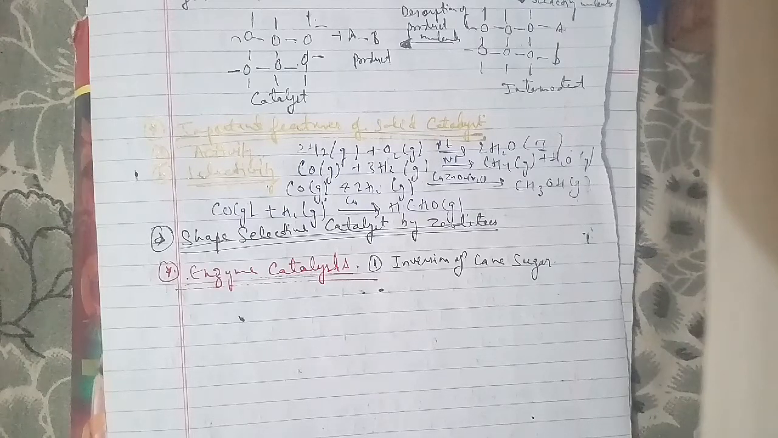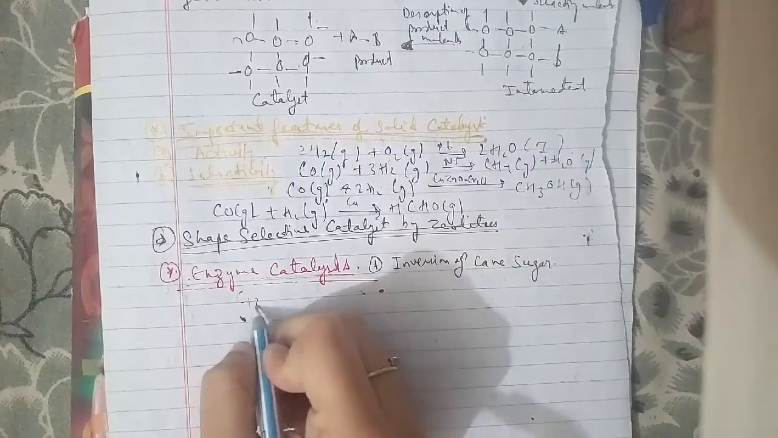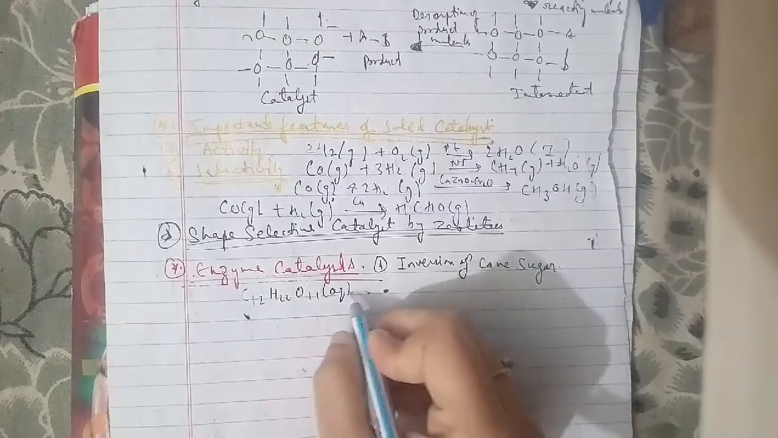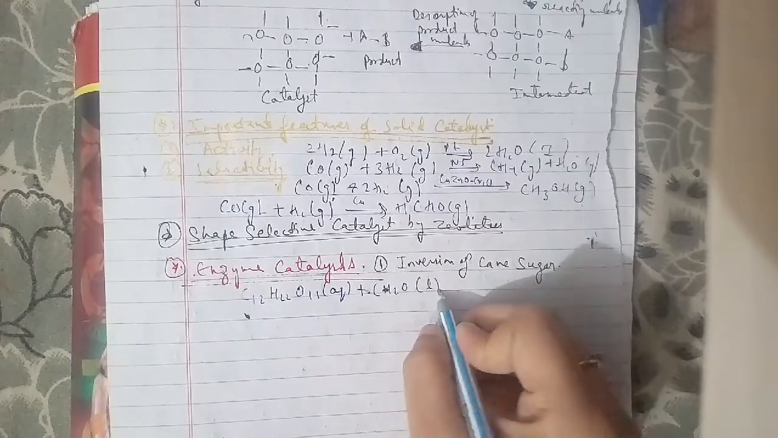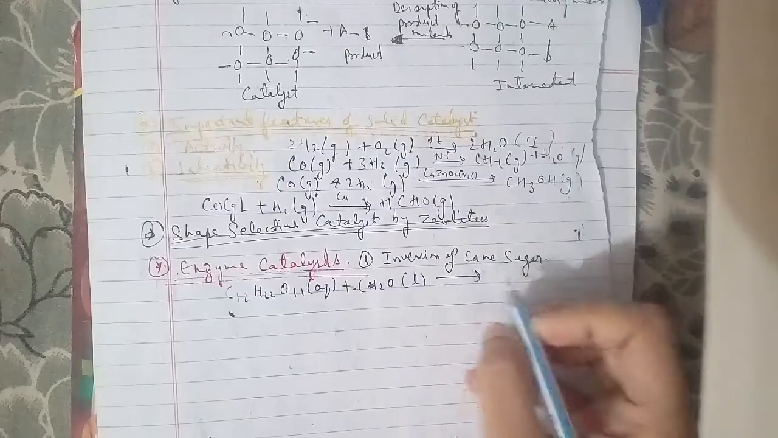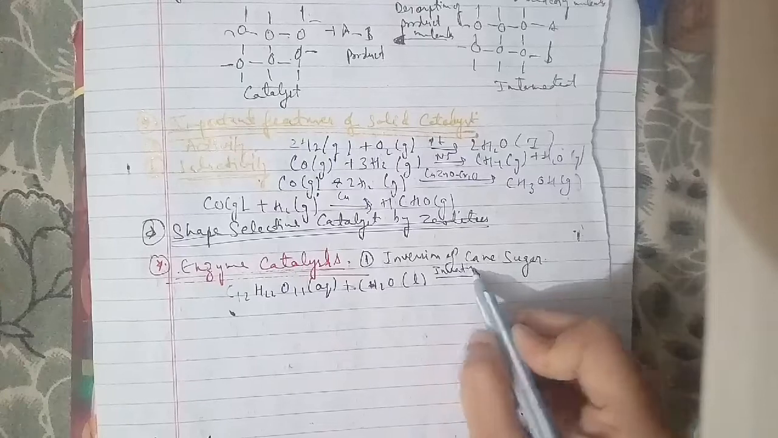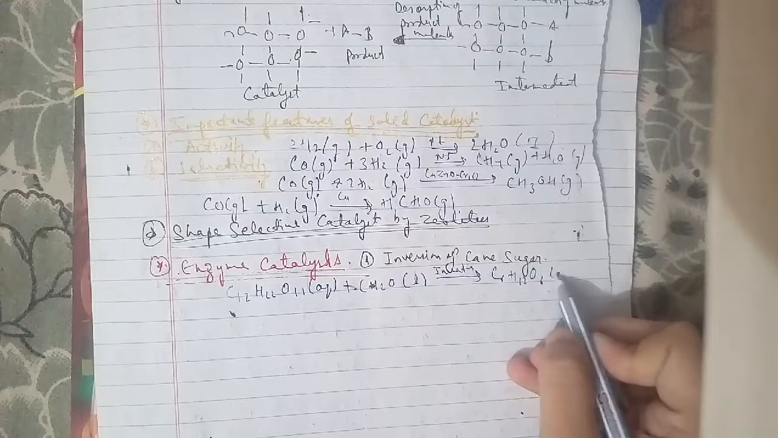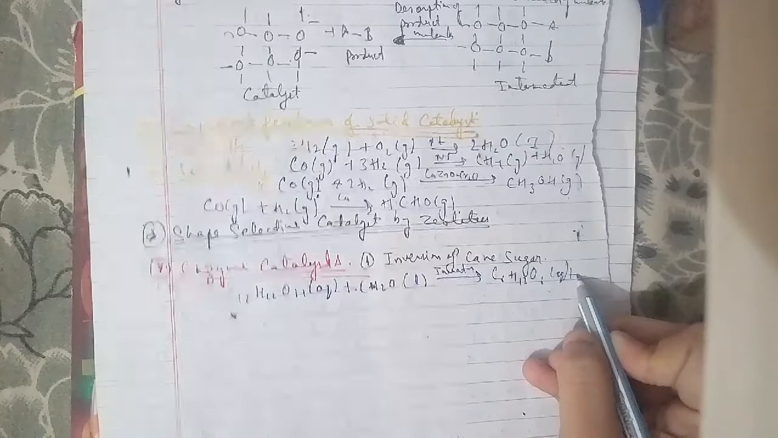C12H22O11 (aqueous) plus H2O (liquid), in the presence of invertase, gives C6H12O6 (aqueous) plus C6H12O6 (aqueous). So this is glucose, this is fructose, and this is your cane sugar.